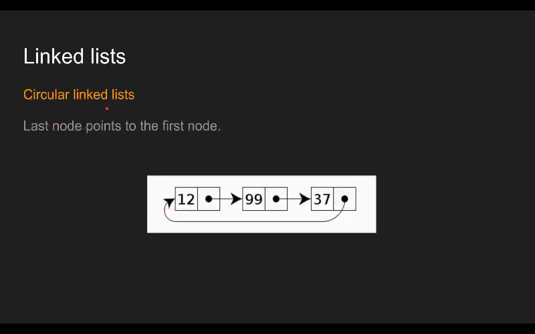And in circular linked lists, we said before that the last node points to nothing. Here the link is pointing to null. But in circular linked lists, the link part points to the first element again, like we see here.